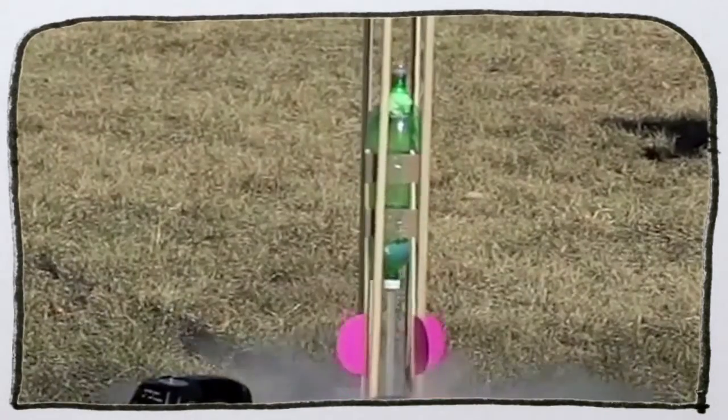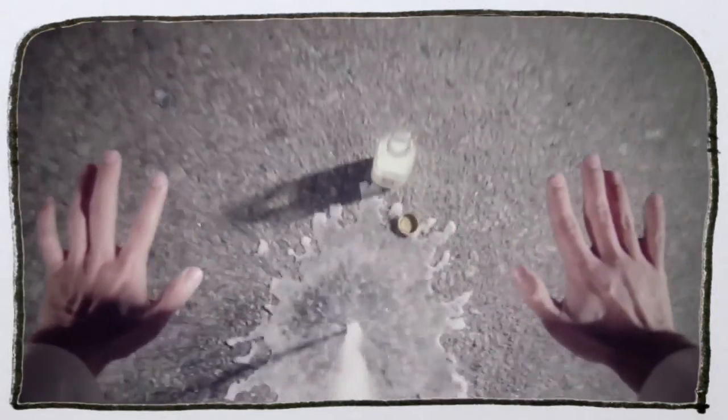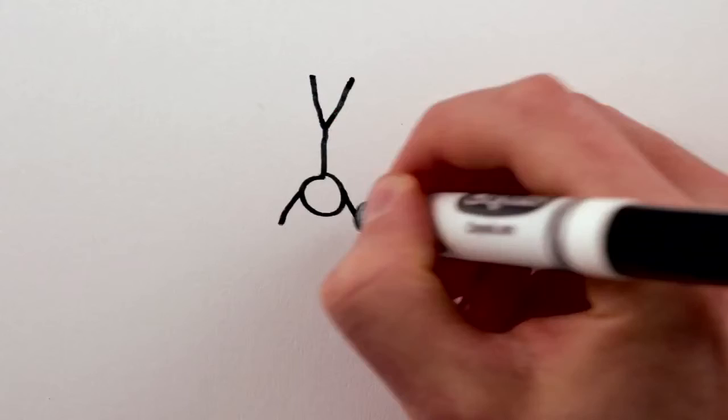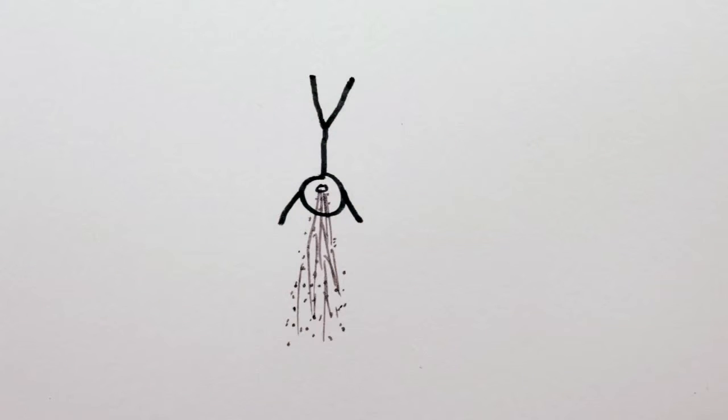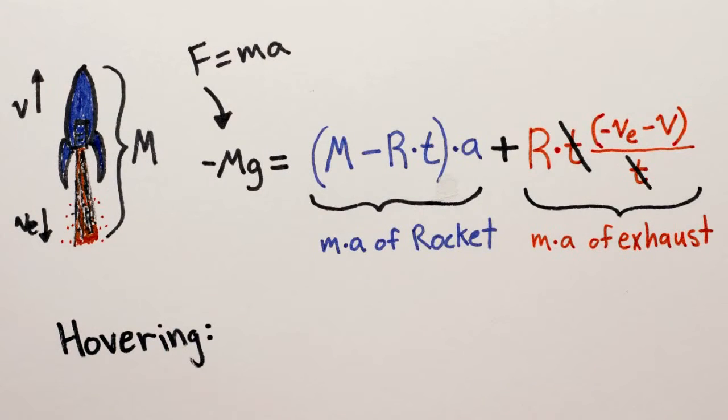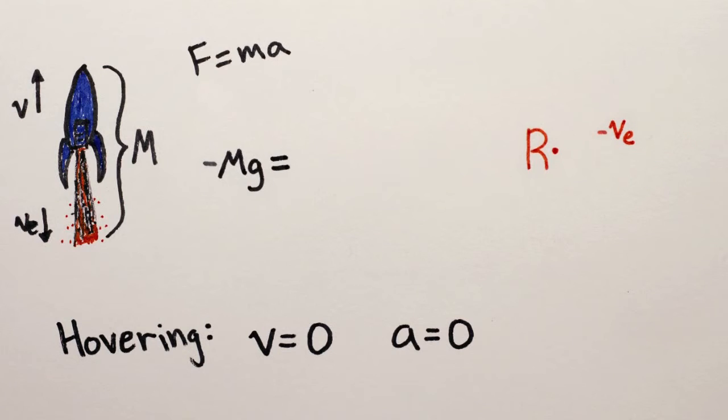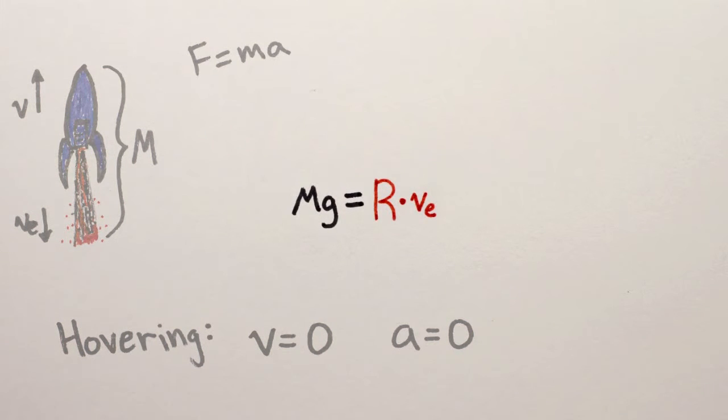Now suppose you're launching a water bottle rocket, or trying to levitate by vomiting. How much fuel, which in this case is just water or milk, do you have to expel to take off? That is, to just barely beat gravity and begin to hover. Well, if you're just hovering, that means your velocity is 0, and your acceleration is 0 too. So all the parts of this complicated equation having to do with the rocket go away, and we're left with a much simpler equation describing just the exhaust. m times g equals r times ve.